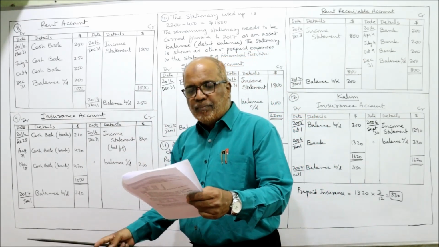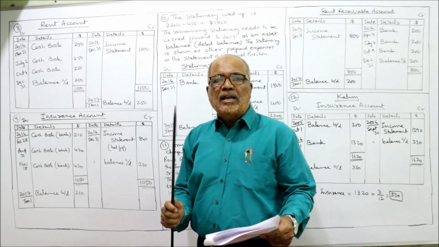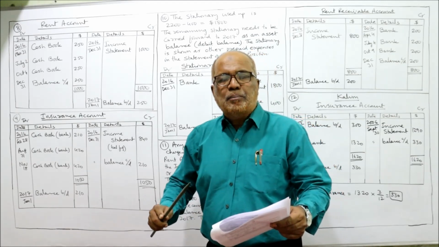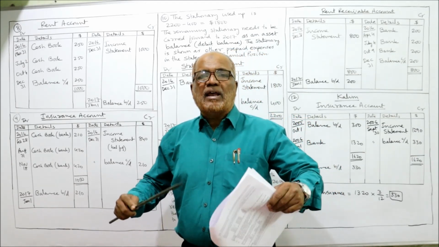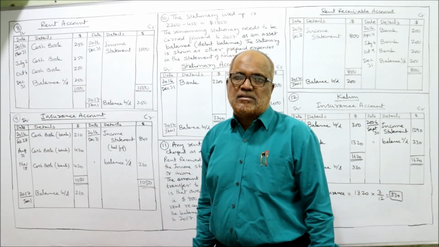Similarly, the 9th problem. Insurance for a business cost $840. So 1 year insurance, just like the previous problem. In the previous problem we had rent. In this problem we have insurance. Both are expenses.